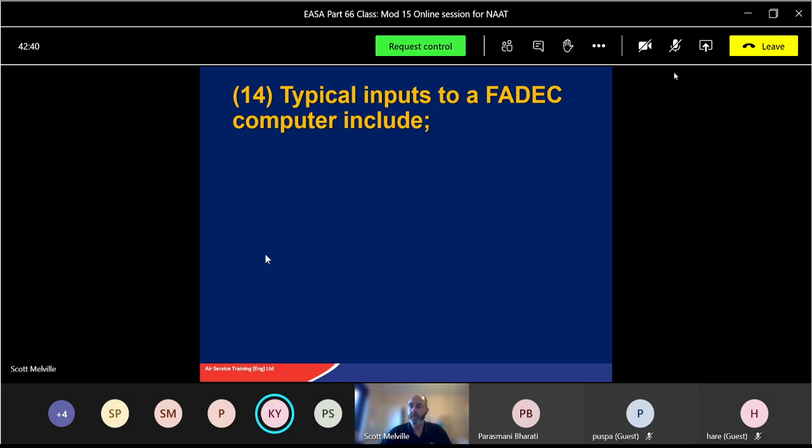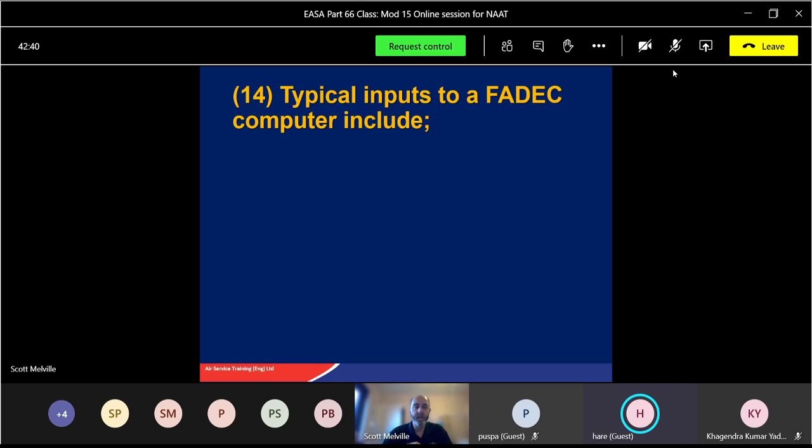Engine pressure ratio. Yeah, EPR. N1. N1 and? Fan speed. Yeah, possibly. But what's the other main one? Air data. Yeah, it can do air data. Yeah, that's another one. And there's another one.